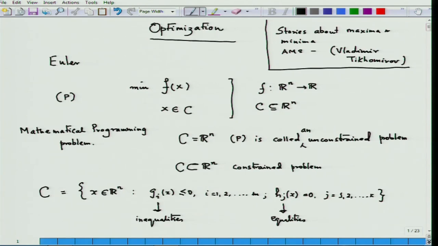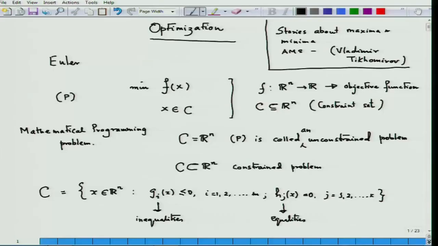Constraints means I am restricting my choice of x. This function f which I want to minimize is usually referred to in the literature as the objective function. And this set C is called the constraint set. So, what I am essentially trying to do is restrict my x when I am telling that the constraint is present, that is C is a subset of R^n. I do not want to know the maximum or minimum value of the function when x is outside C. My total concentration would be on the set C itself.